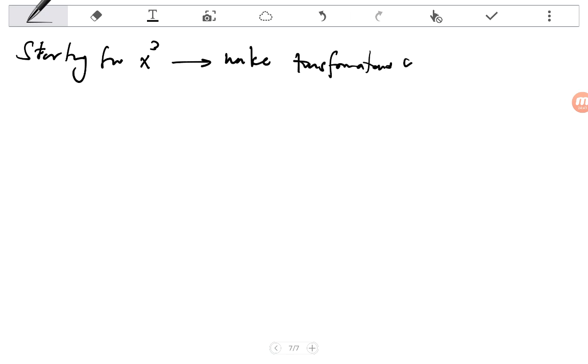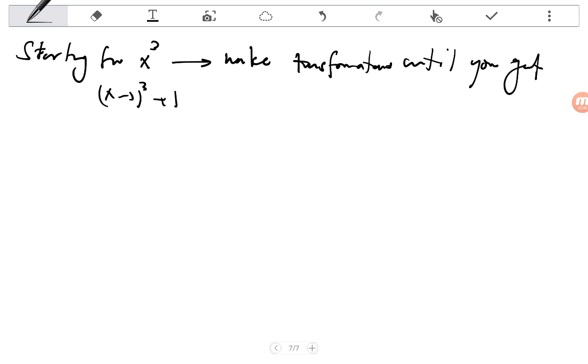We need to have two skills. I give you a starting function, for example, x squared or x cubed. I tell you, starting from x cubed, I want you to make transformations until you get x minus 1 all cubed plus 1. So I want you to make a sequence of transformations.